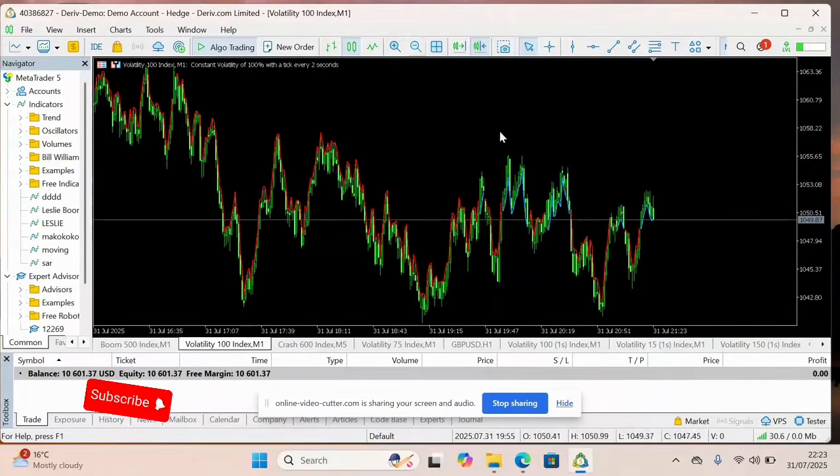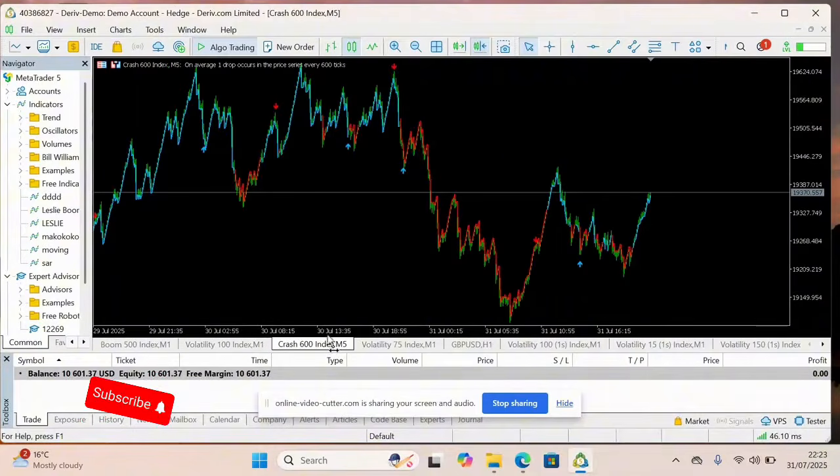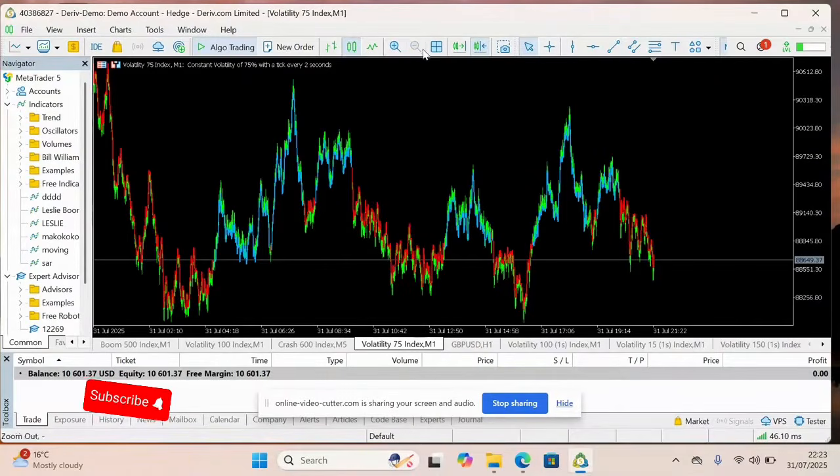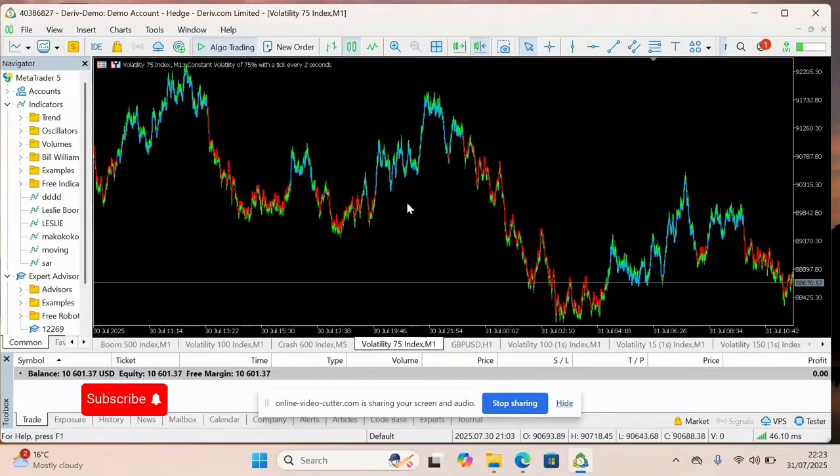It's trying to identify the trend. This is a trend identifier, right? So this indicator works on volatility, works on volatility 75 the same way. On M1, you take money on your M1, you keep on taking money on M1.